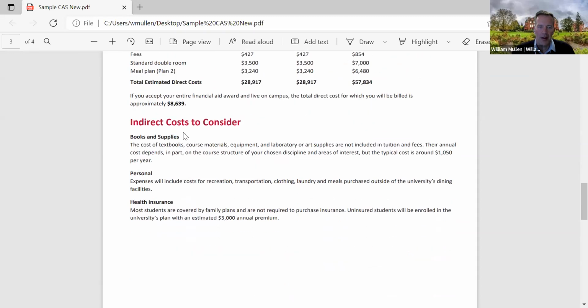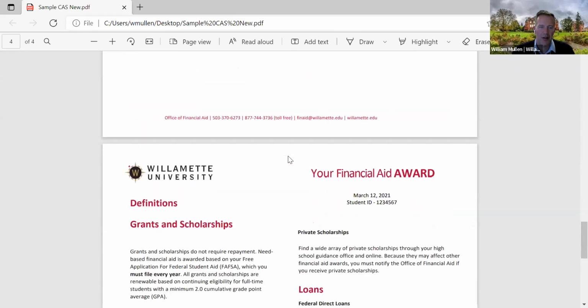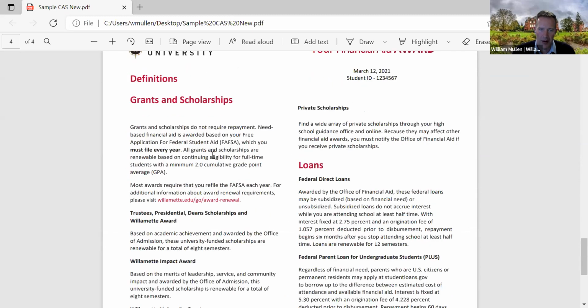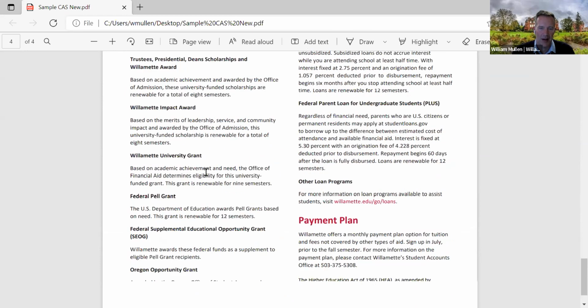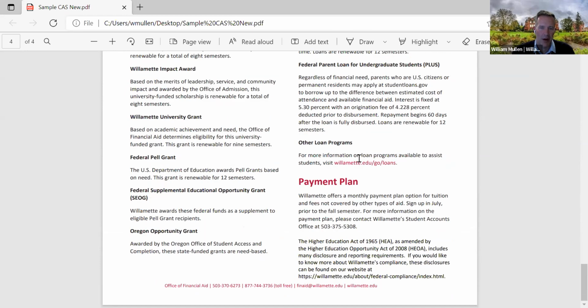So then we'll talk about indirect costs, as I mentioned earlier: books, supplies, personal health insurance, these kinds of things. Go into some definitions here, just to make sure you fully understand everything that you're getting here. Talk about the payment plan as well. Here's the alternative loan programs too.